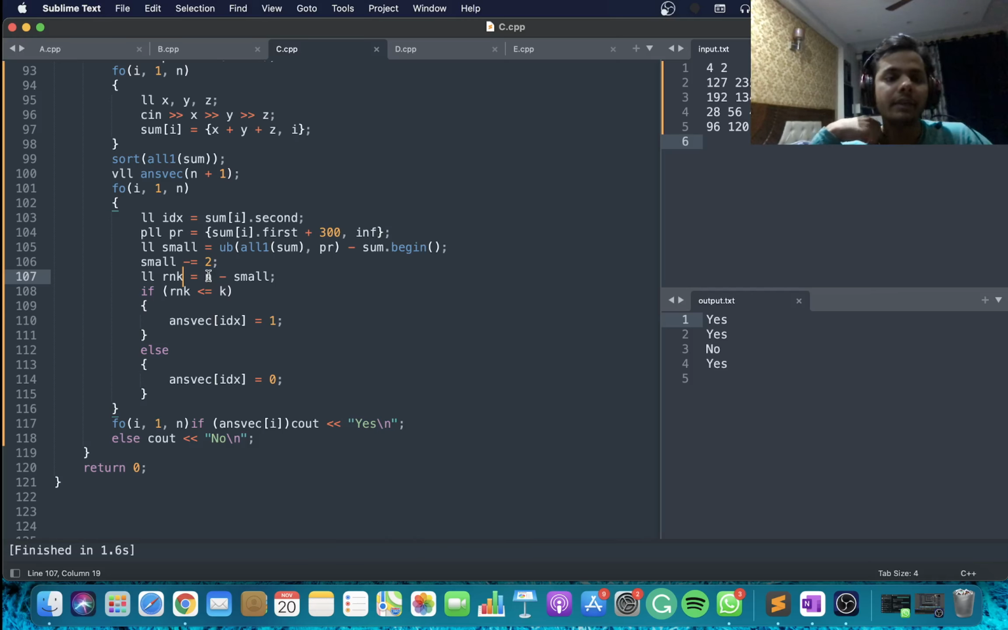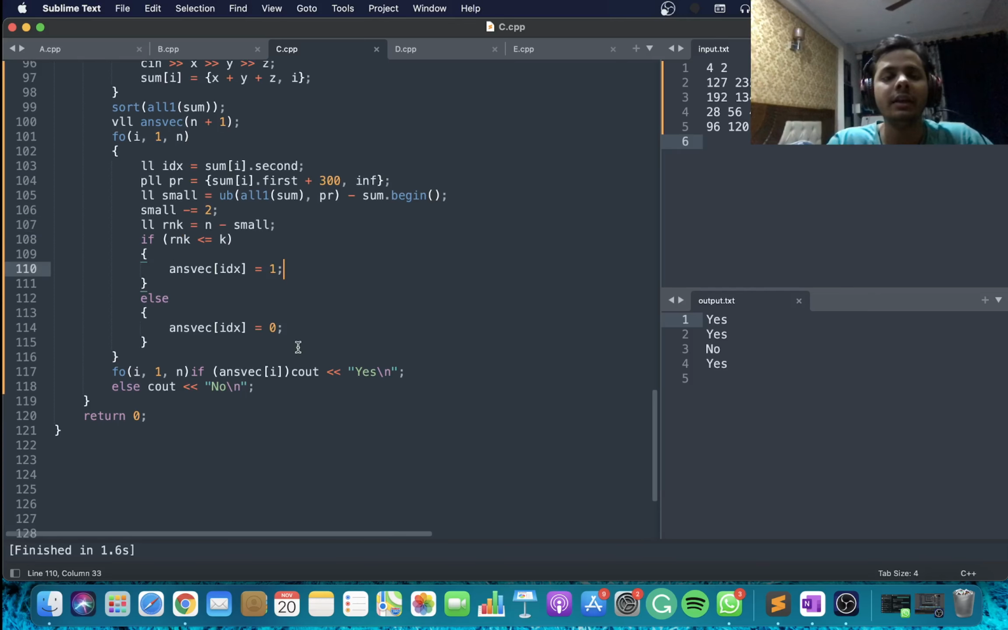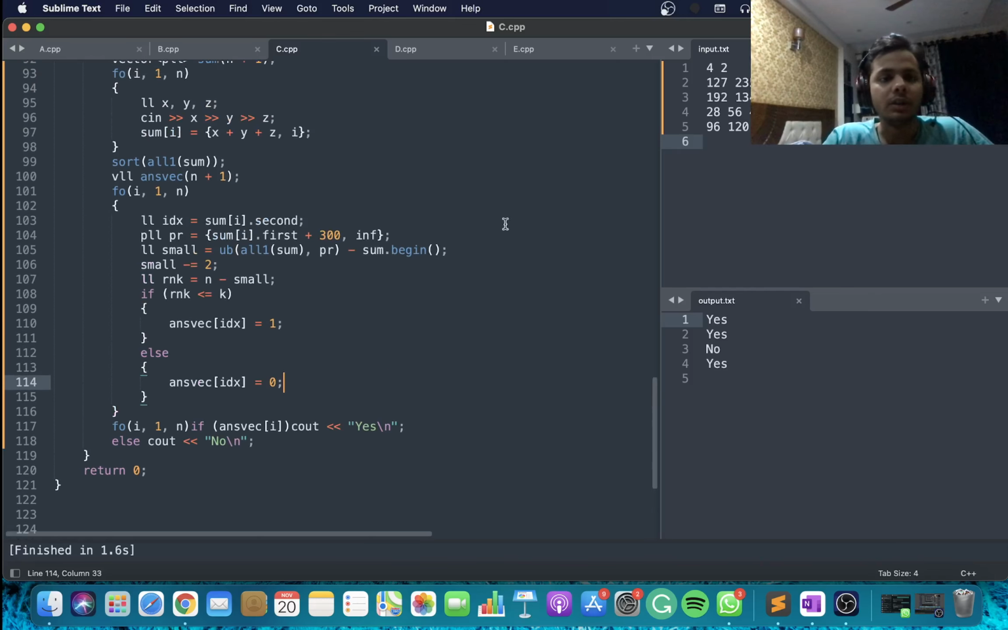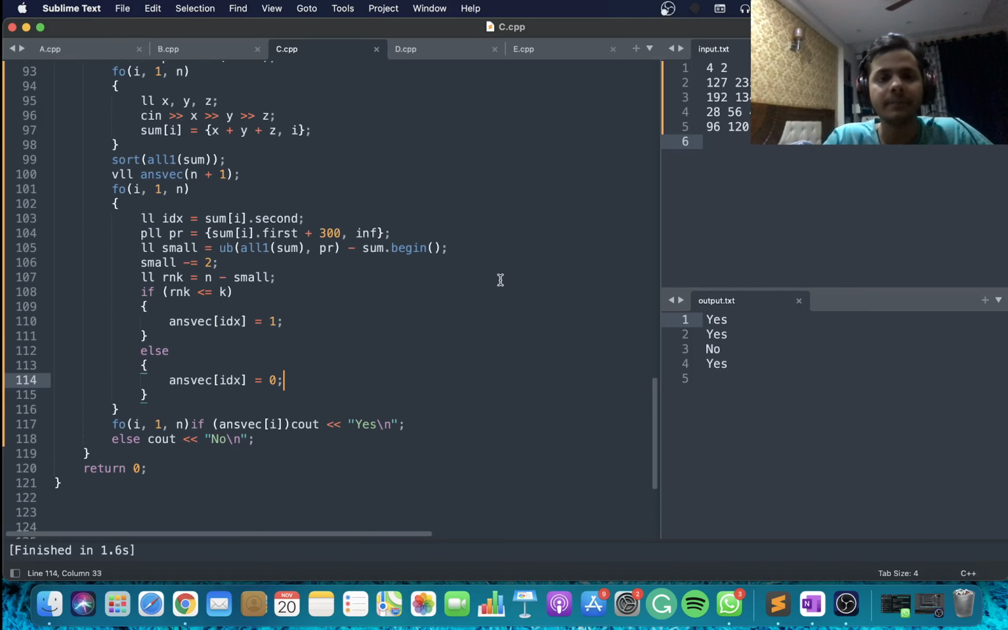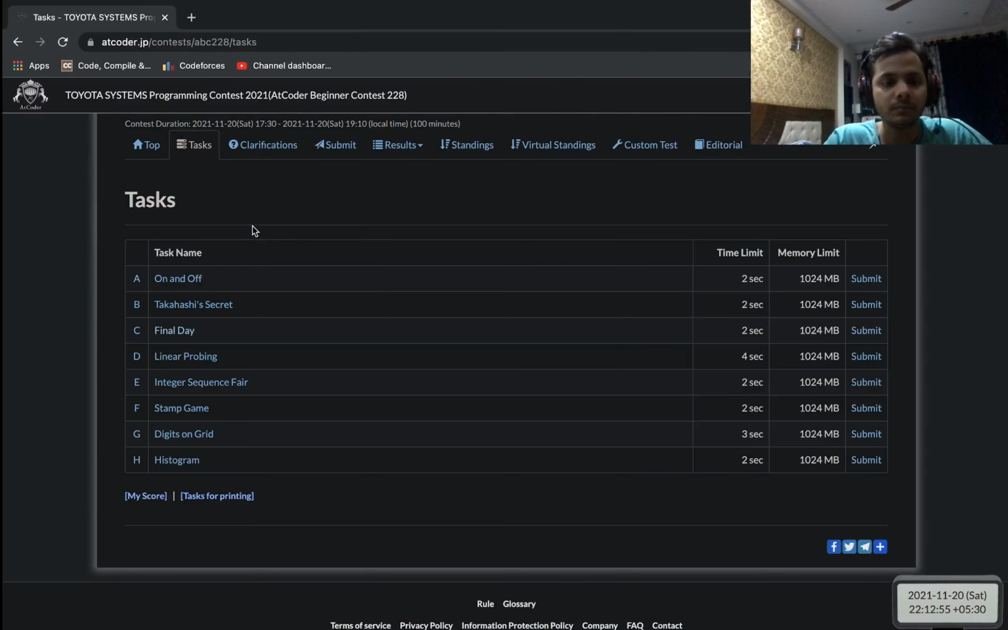And if my rank is less than or equal to k, then my answer will be 1. Otherwise, my answer will be 0, where 1 denotes a yes and 0 denotes a no. So this is how we approach problem C. That is it for this problem. Now, let's move on to the next one.